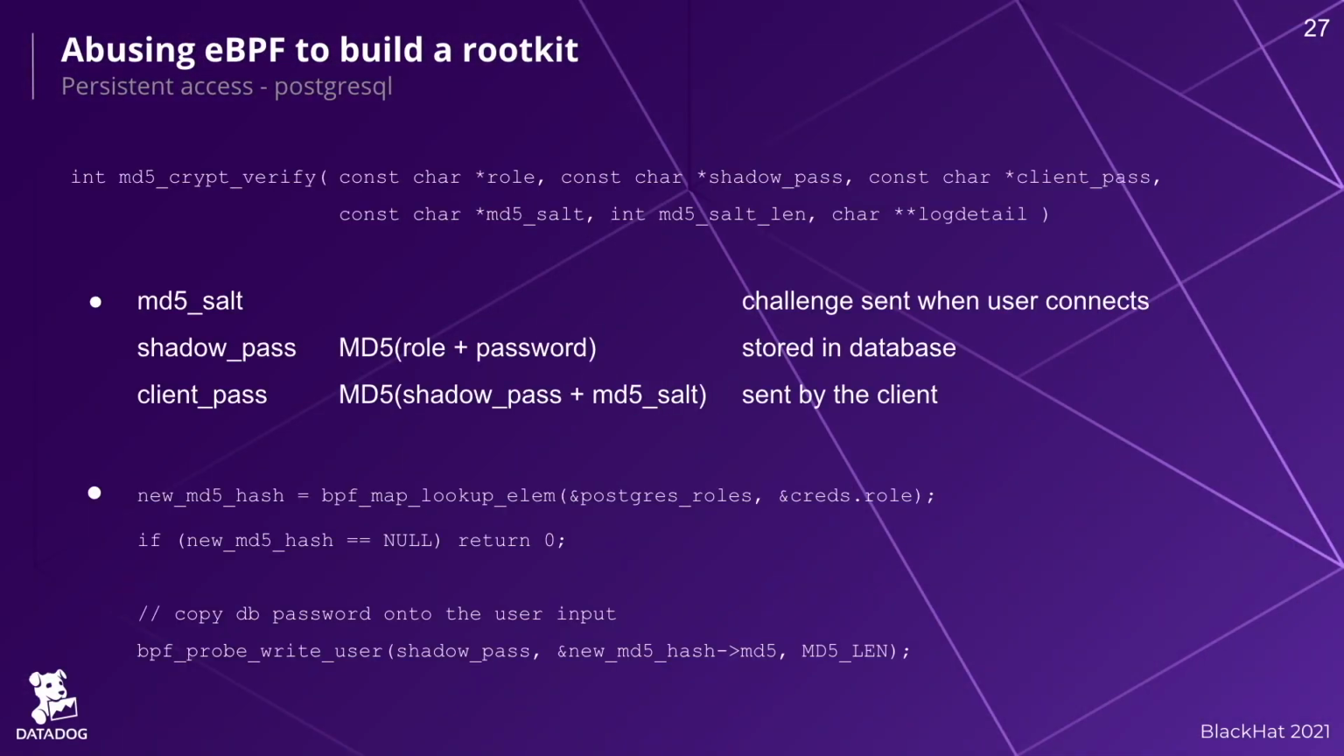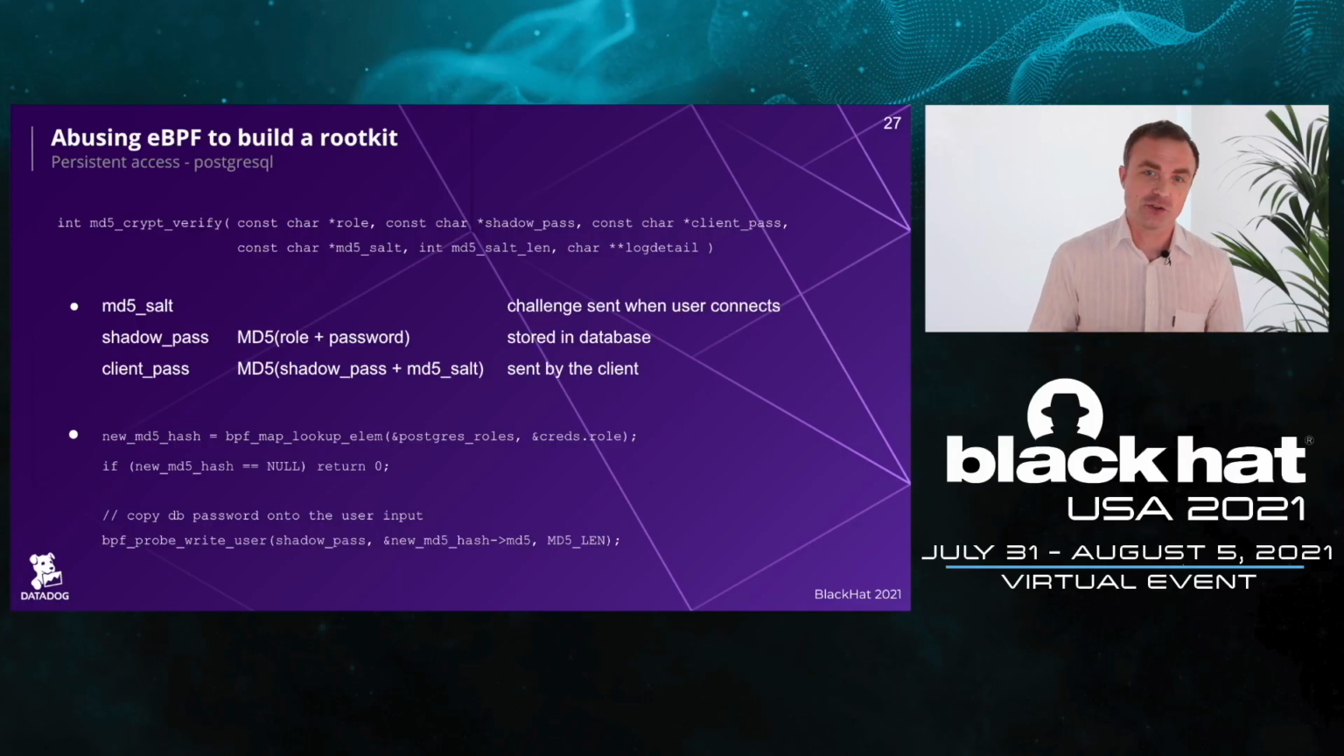So, the idea here is to hook on the md5_crypt_verify function of PostgreSQL that checks whether the user provided the right MD5 for its role, password, and the challenge sent by the server. Overwriting the expected hash contained in the variable shadow_pass with a known value makes the comparison succeed and gives persistent access to the database to the attacker.